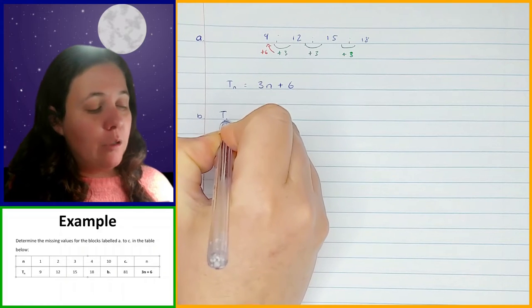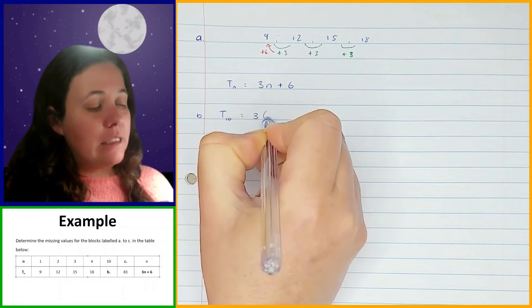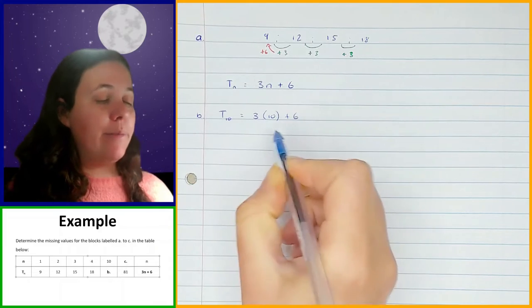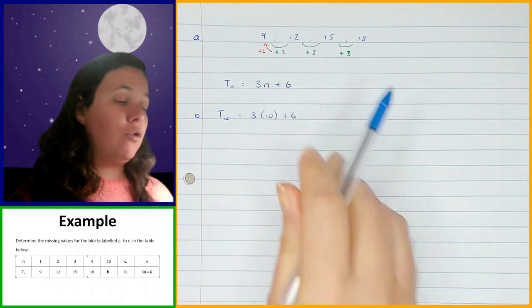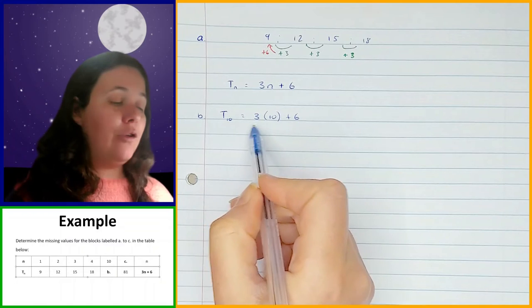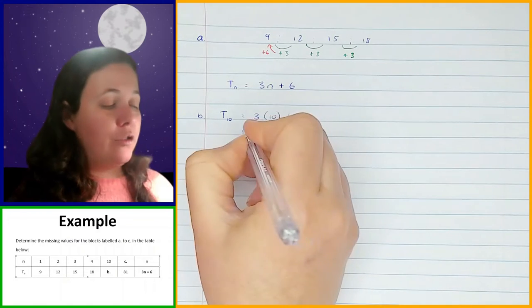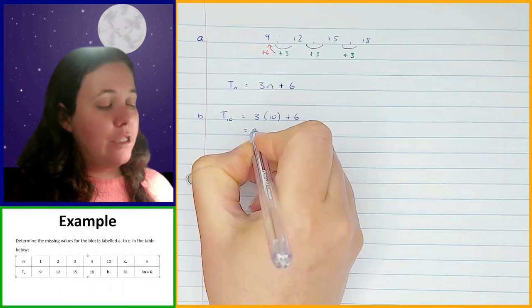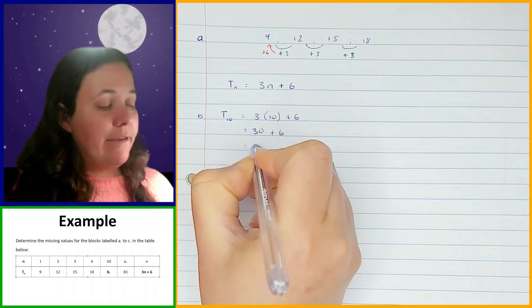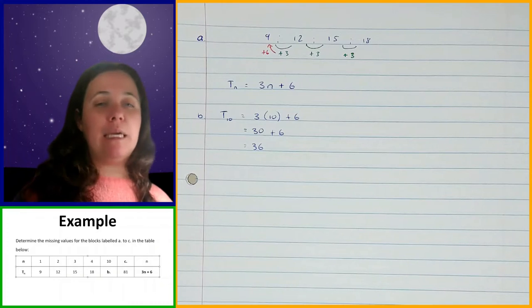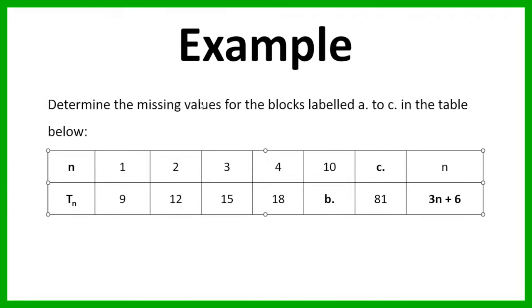So for question B, I'm going to work out T10. That is 3 times 10 plus 6. Remember, once we know the rule, we can substitute in an n value, and then we're going to work out what it's equal to. So 3 times 10 is 30 plus 6 gives me 36. So this value in my table is 36. And then the last one we need to do is C, where we need to know what term number will give us 81.